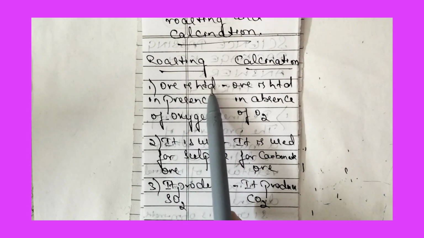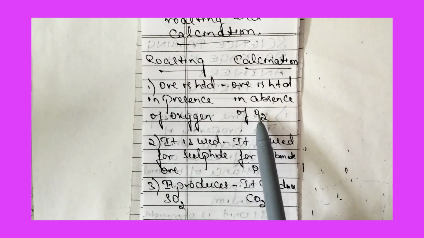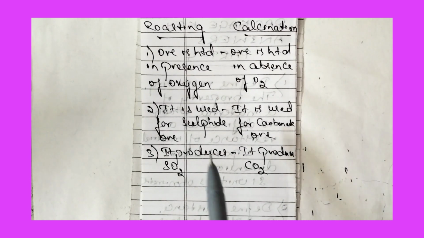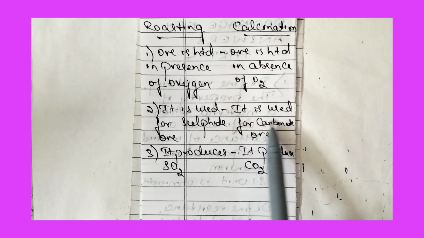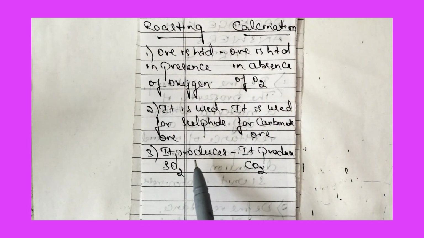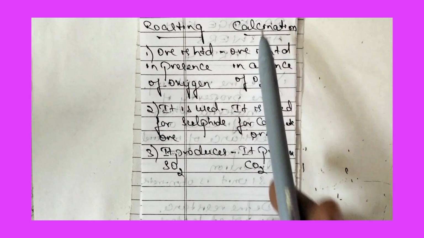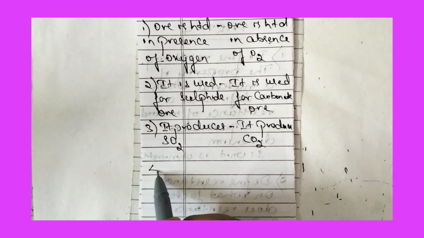Roasting, ore is heated in presence of oxygen. Calcination, ore is heated in absence of oxygen. Roasting is used for sulfide ore. Calcination is used for carbonate ore. Roasting produces sulfur dioxide. Calcination produces carbon dioxide. So this is the third question.